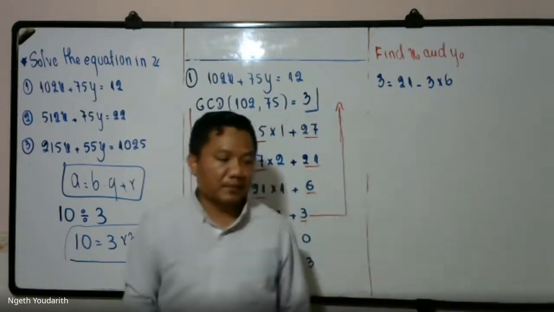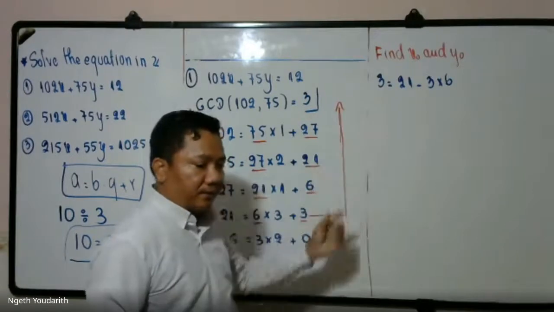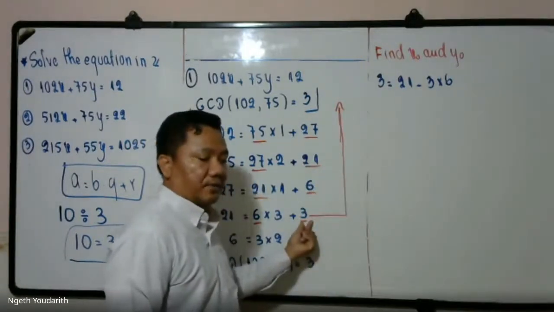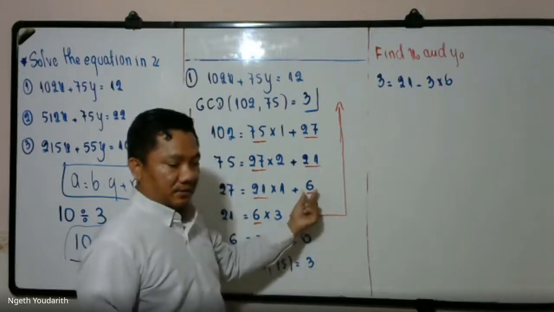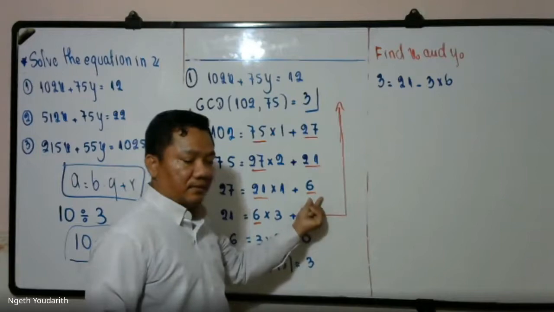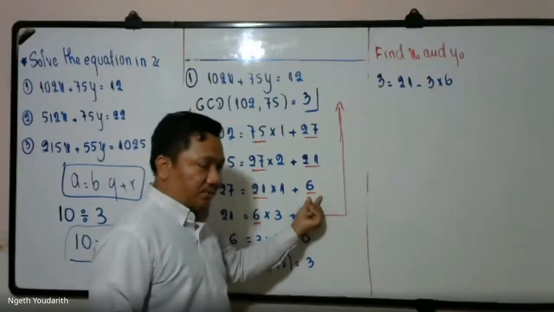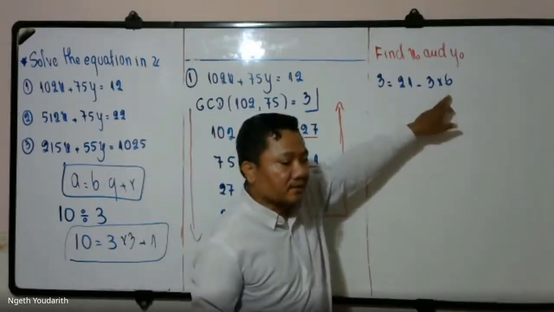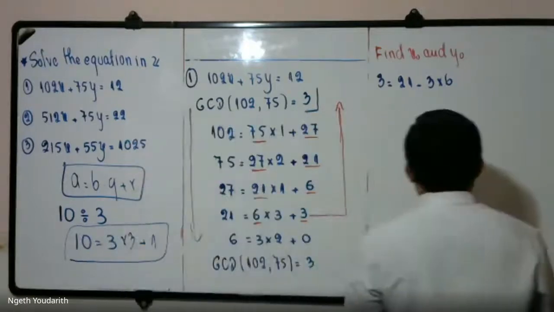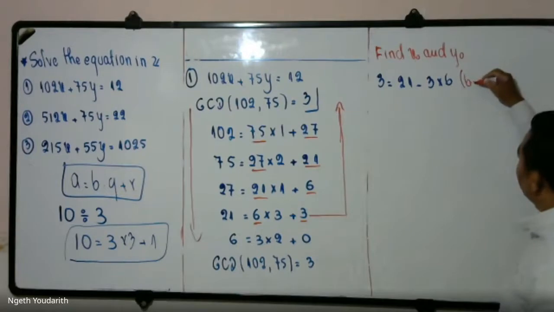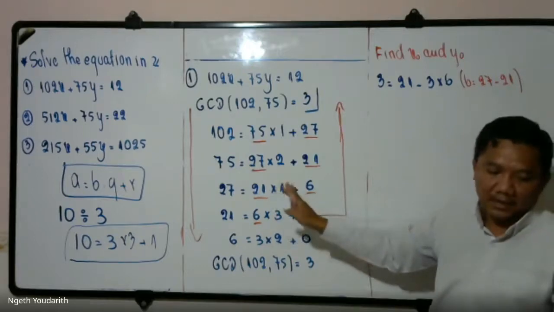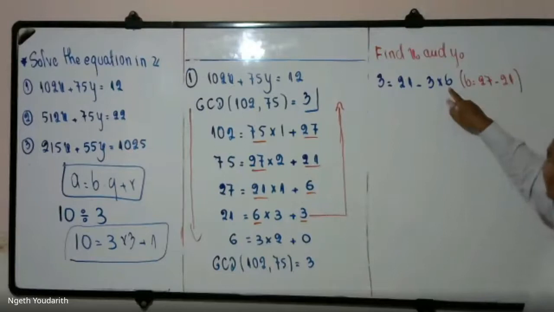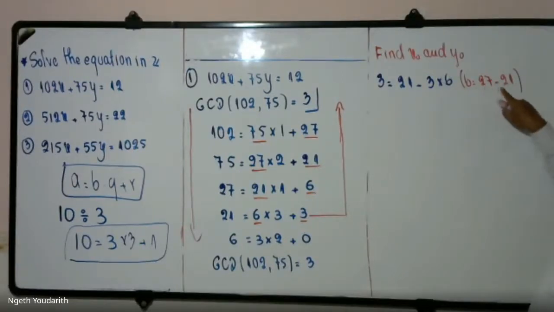And the next point. You see the last remainder of our algorithm, and then we take the next step. The remainder is what? Six. So you can convert 6 to this one. At this point, I say 6 is equal to 21 minus 21. Okay or not? Because 21 multiplied by 1 is 21. So you substitute the number 6 with 21 minus 21.